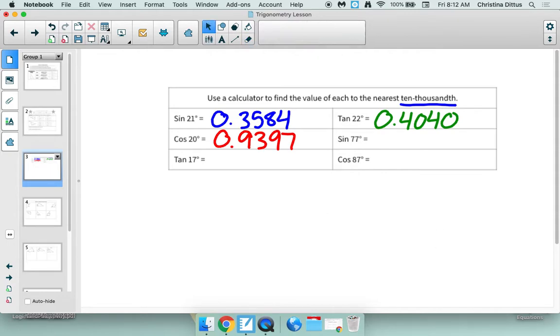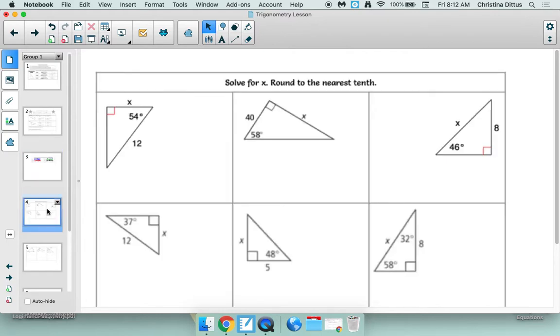Do we need to do one more? Let's do one more. Sine of 77. 0.9744. Anybody else not get that? Okay. So we're all good on entering in a calculator, yeah? Okay. Now we're going to use that information to help us solve for our sides.